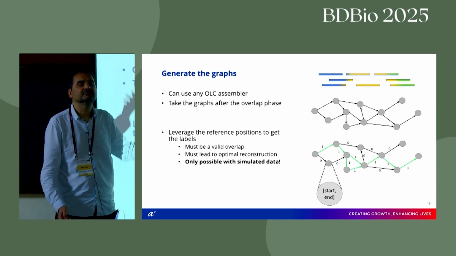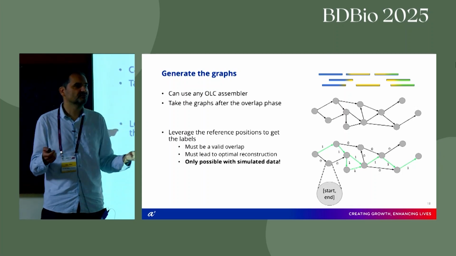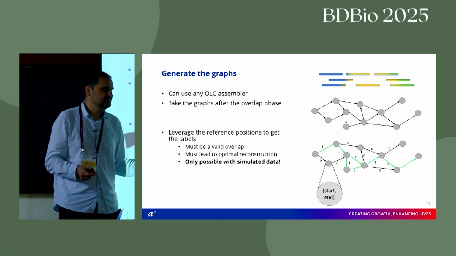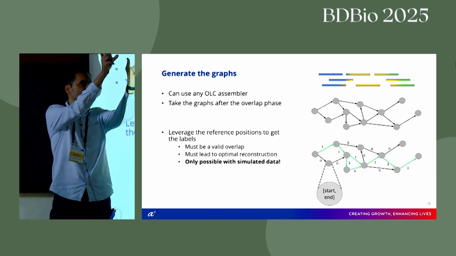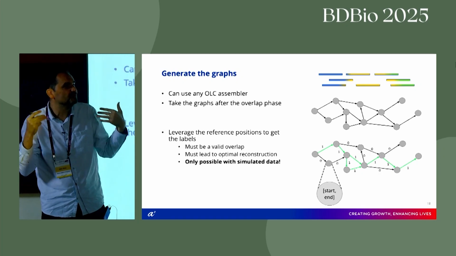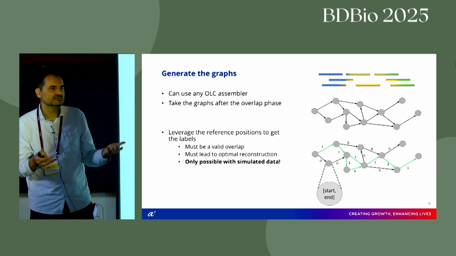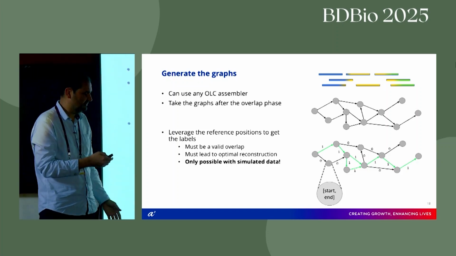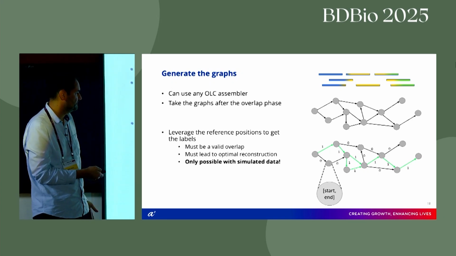using the reference, because we know what the right path is. How? Because if you have a read from one region and you see that you have a read that comes from the neighboring region, you know the overlap is correct. So that was the idea that actually helped us to build the whole story.